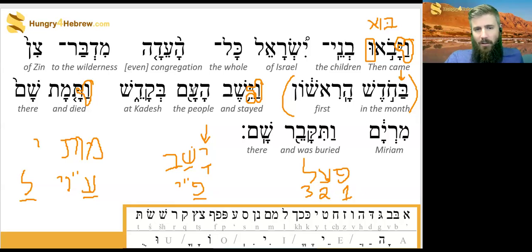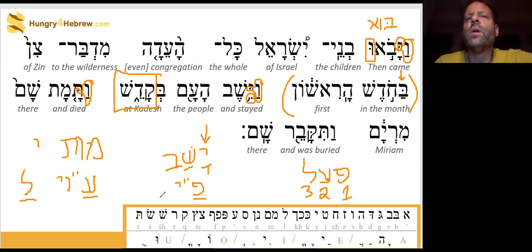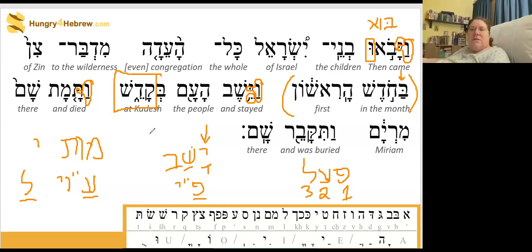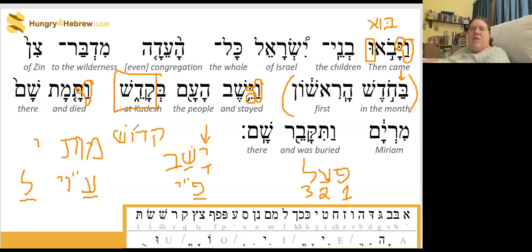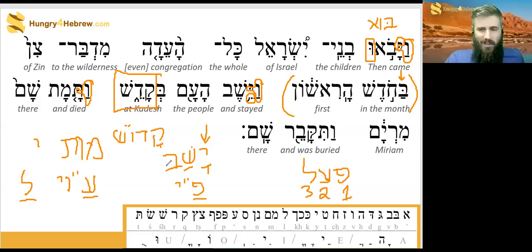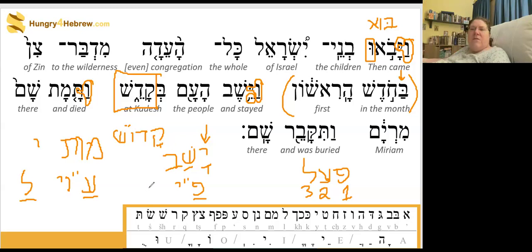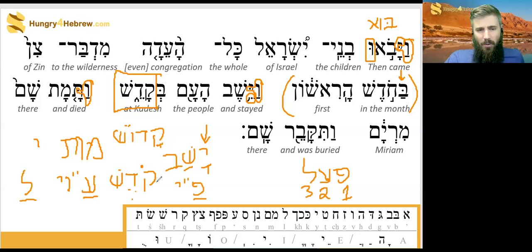Vayeshev ha'am, that is the people, did the action of yeshav, stayed, sat, dwelt. B'kadesh. What's the meaning of kadesh? Holy. Holiness. Wait, I thought that holy was kadosh. Well, yes, but it's the same root, but the pattern's different. Separated. It's been separated out. They're far away from each other. What's the difference among these three?